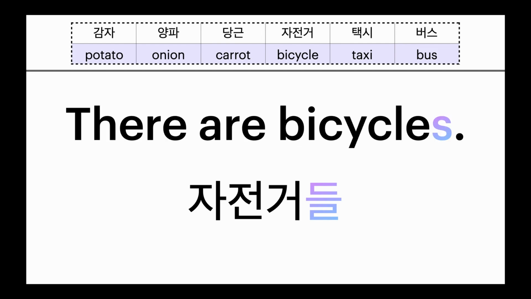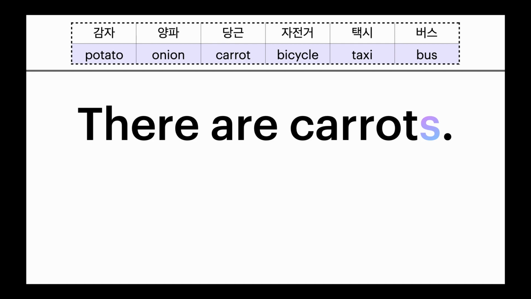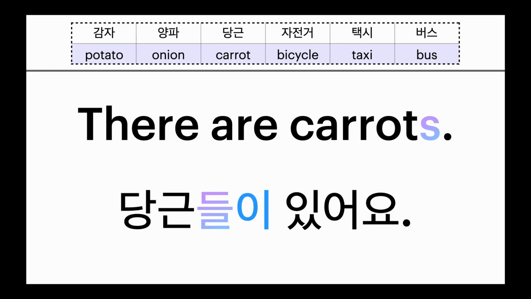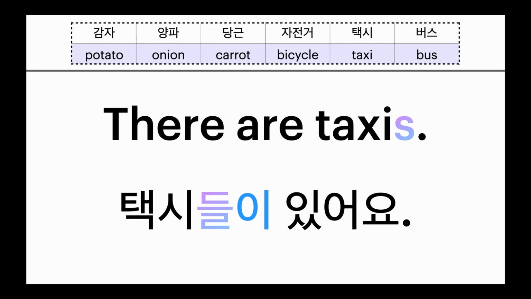There are bicycles. 자전거들이 있어요. There are carrots. 당근들이 있어요. There are taxis. 택시들이 있어요.